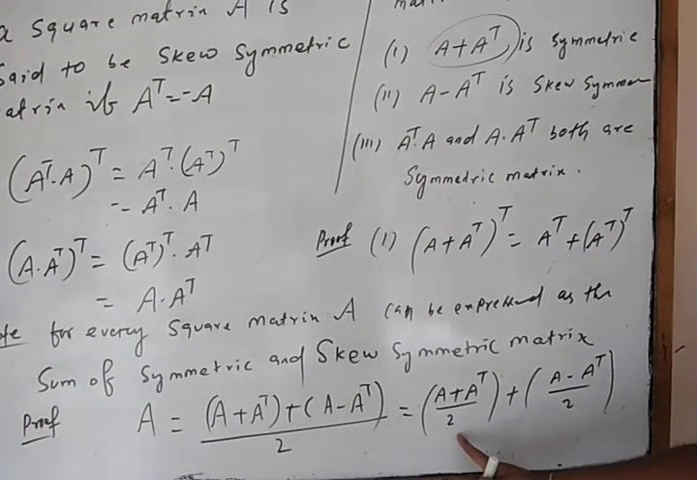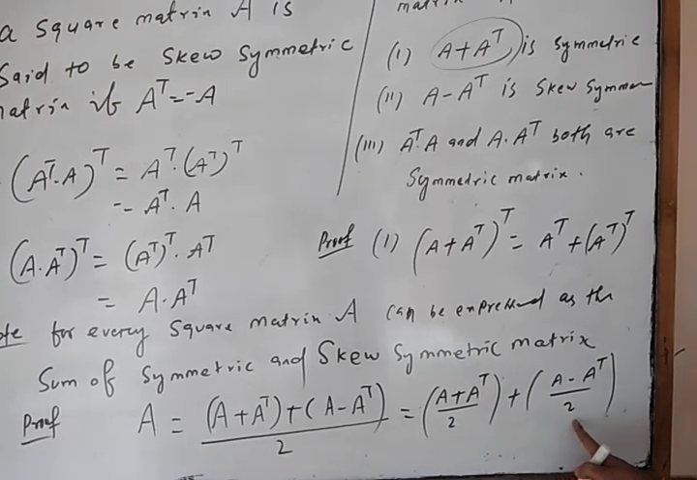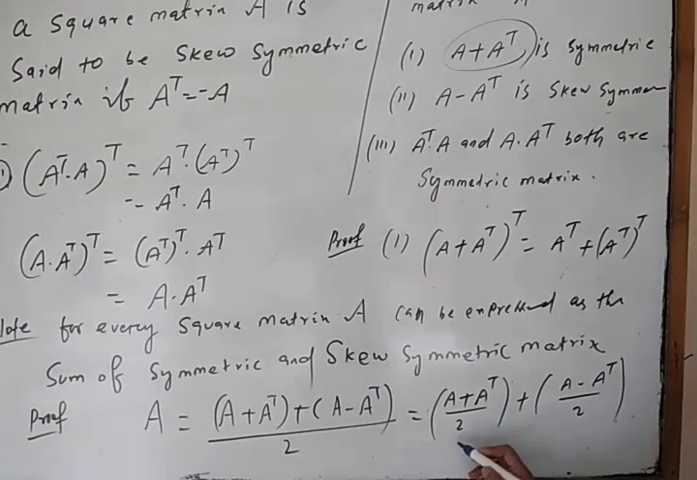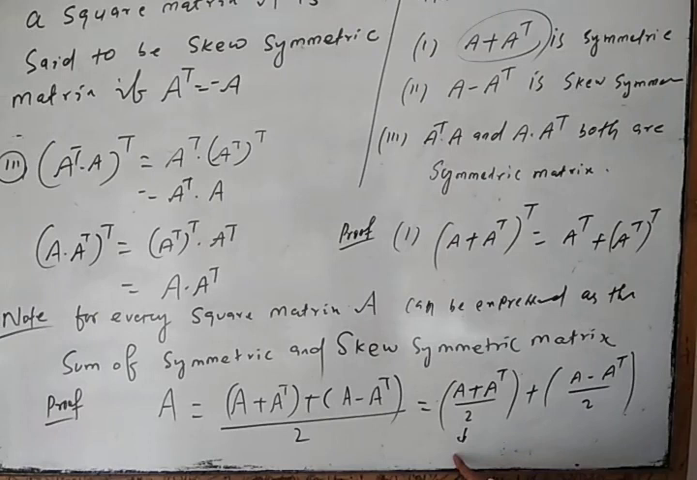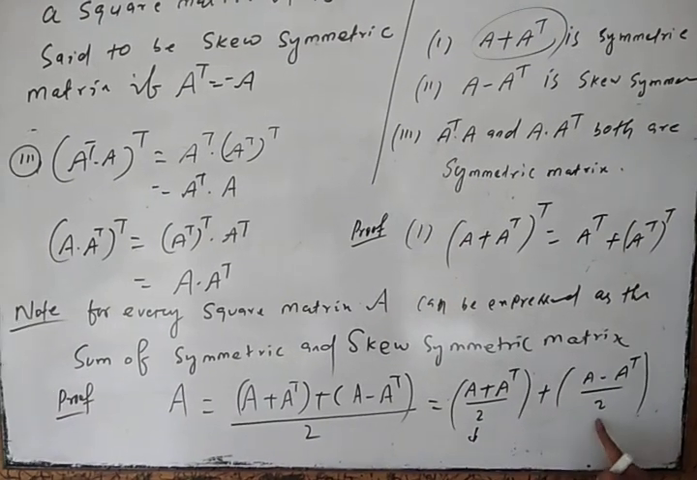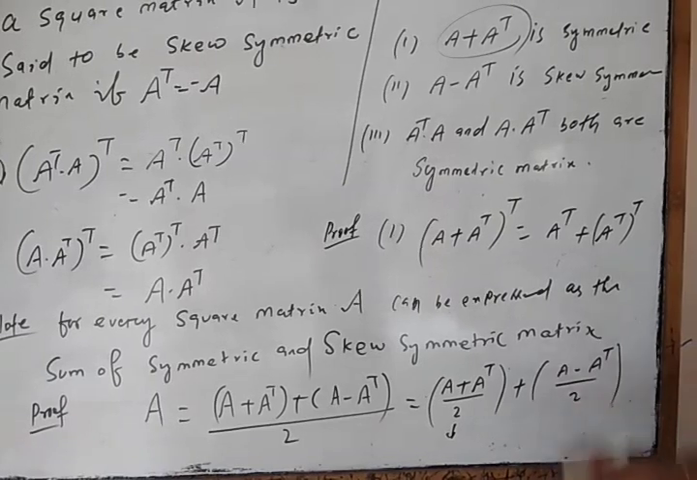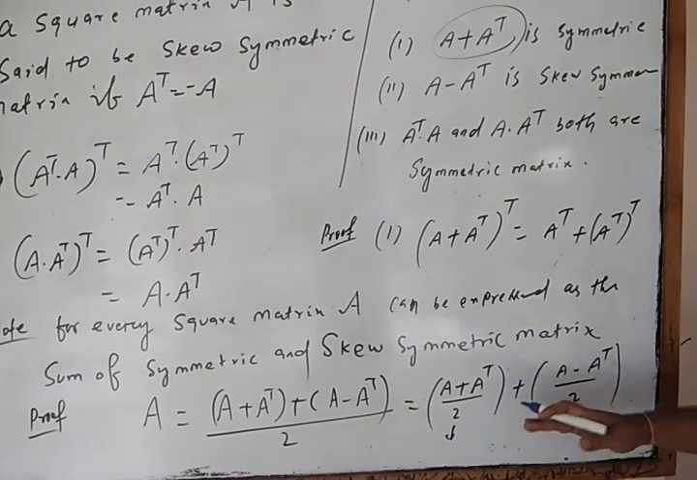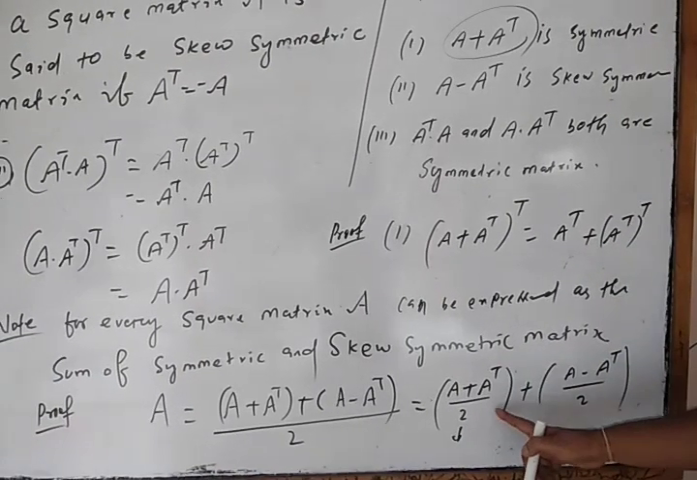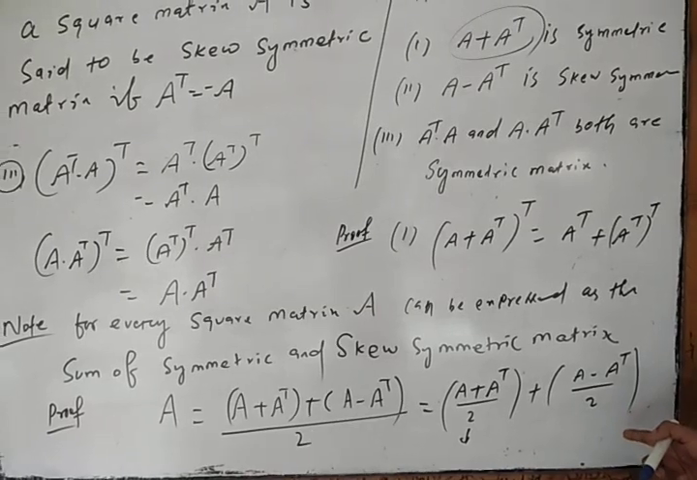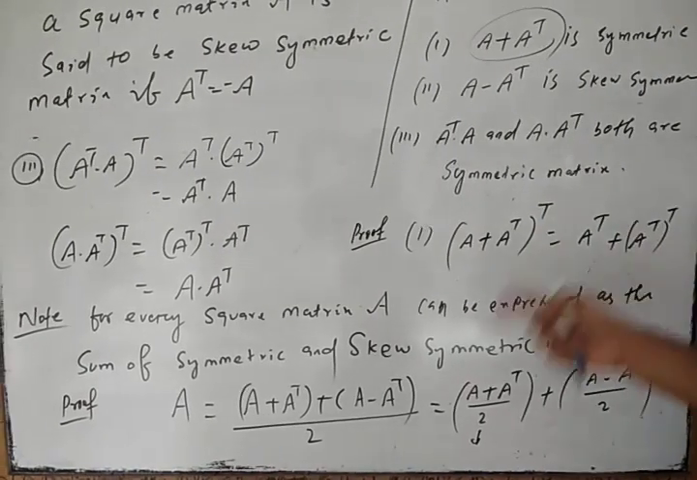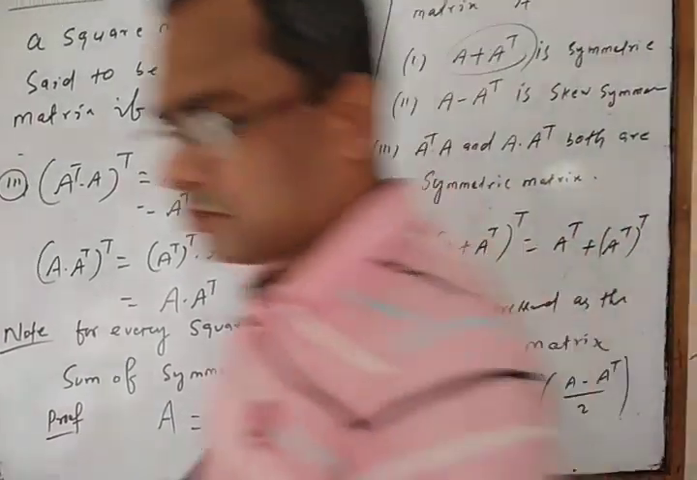Clearly this is a symmetric matrix and this one is a skew symmetric matrix. So the proof is complete. Every square matrix can be expressed as the sum of a symmetric and a skew symmetric matrix. Now you have to see one example.